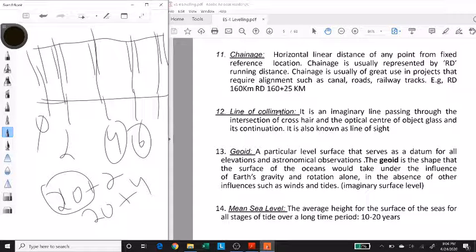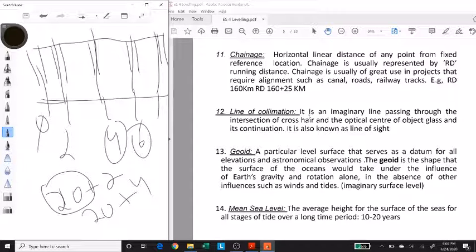Then we have line of collimation. So line of collimation is an imaginary line passing through the intersection of crosshairs and the optical center of object glass, and its continuation is known as line of sight. So ignore these terms as of now: optical center of object glass and intersection of crosshairs. We'll discuss this when we discuss the parts of the instrument.